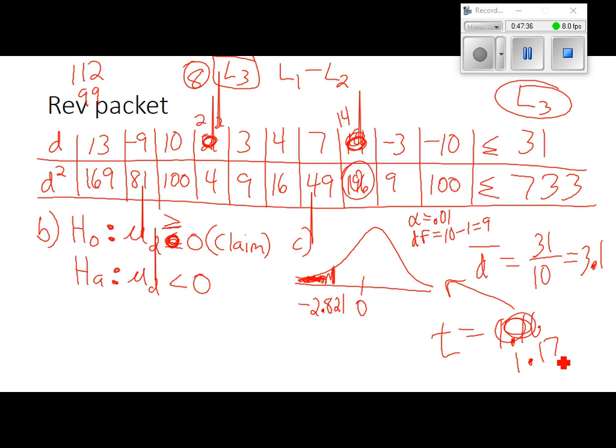With the 1% level of significance, then we got to go to the chart. Anybody got their chart out? There is not enough evidence to reject the claim. Everybody agree with that?